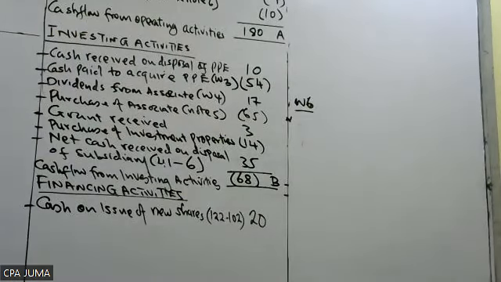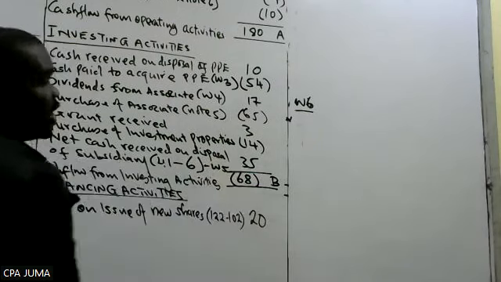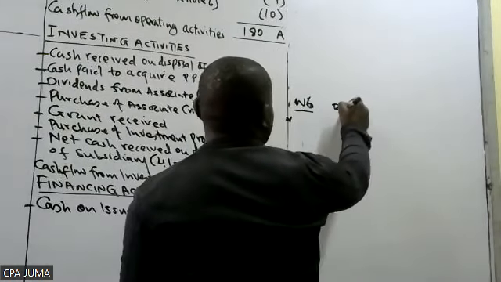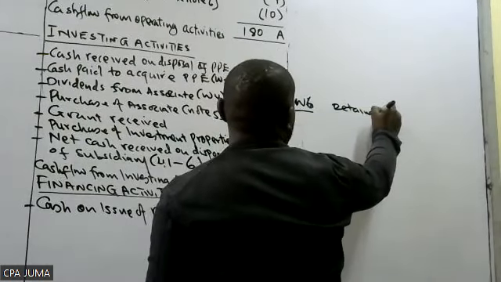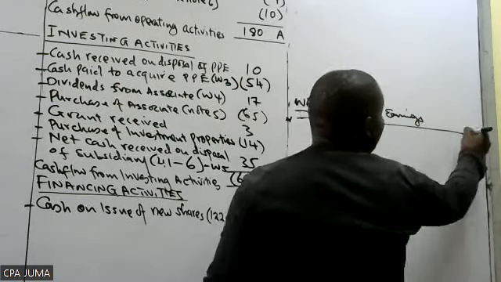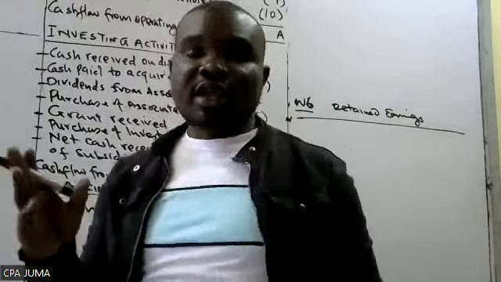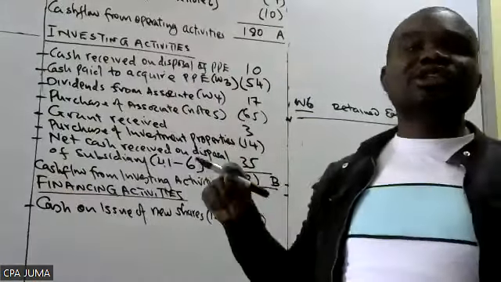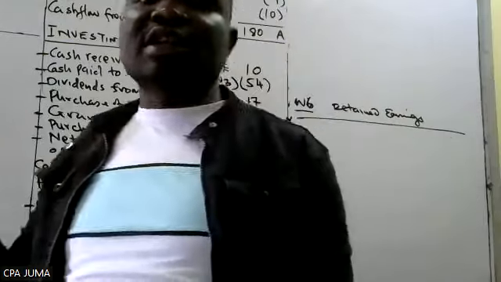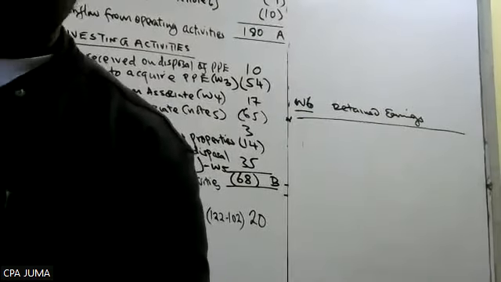This was working five, so let's check working six, retained earnings. In any cash flow, not this one only, the retained earnings account is reconciled to determine dividends paid to the members of the parent company. Dividends.